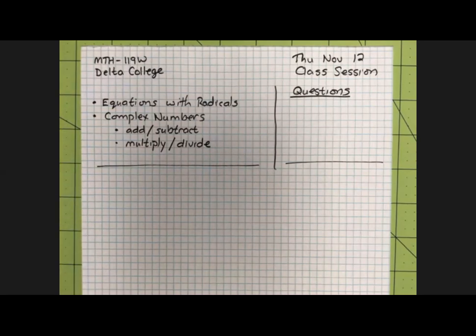Welcome to Thursday, November 12th. And we're working in our last two sections of chapter 7 today. And chapter 7's been about radicals and things we can do with radicals. That's how we're going to end.